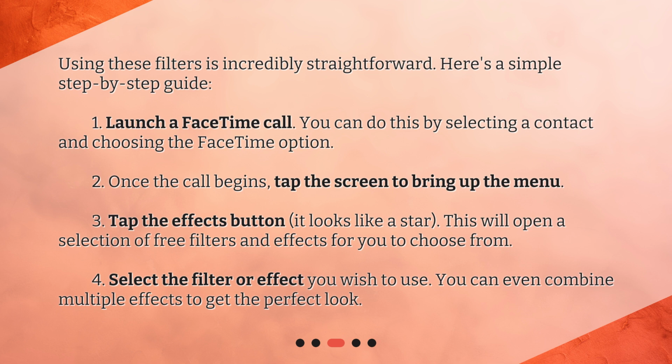3. Tap the Effects button. It looks like a star. This will open a selection of free filters and effects for you to choose from. 4. Select the filter or effect you wish to use. You can even combine multiple effects to get the perfect look.